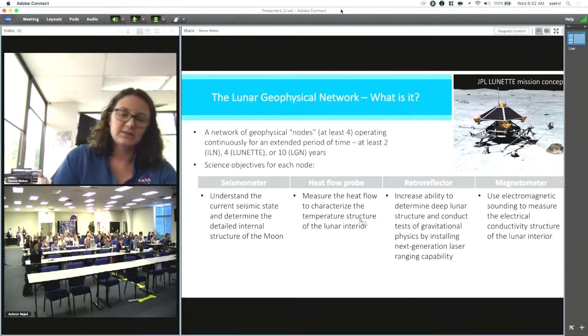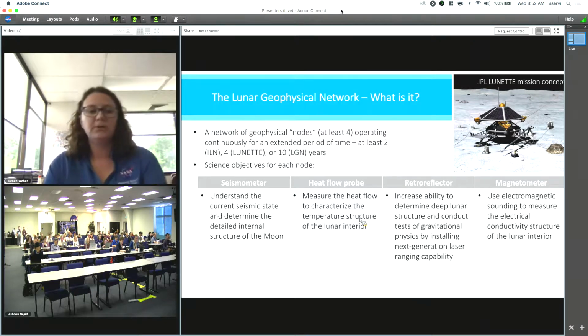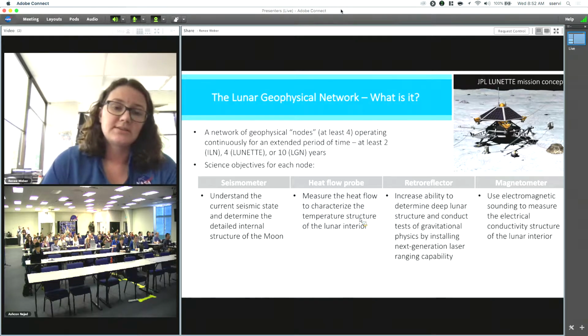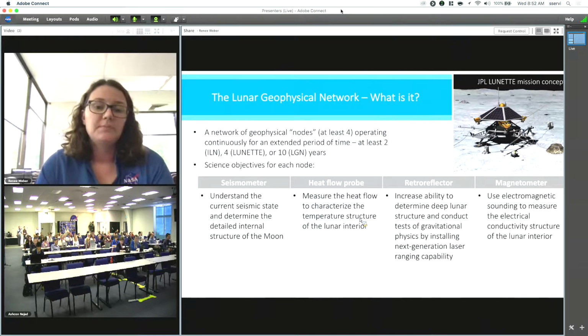The payload is a suite of instruments consisting of a seismometer, heat flow probe, a retroreflector, and a magnetometer. The seismometer would really be used to understand not only the current seismic state, but also the detailed internal structure. And obviously, the more instruments you're able to deploy, the more detailed that structure will become. A heat flow probe would be used to characterize the temperature structure of the lunar interior. A retroreflector increases our ability to determine deep lunar structure.